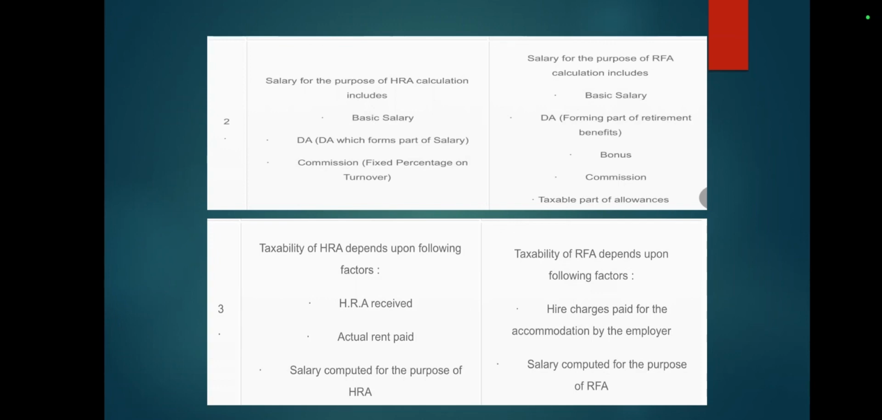The next difference is taxability. The taxability of house rent allowance depends on the following factors: the actual house rent allowance received, the actual rent paid, and the salary computed for the purpose of house rent allowance. The taxability of rent-free accommodation depends on the following factors: the hire charges paid for the accommodation by the employer, and the salary computed for the purpose of RFA. So now we have seen the difference between house rent allowance and rent-free accommodation.